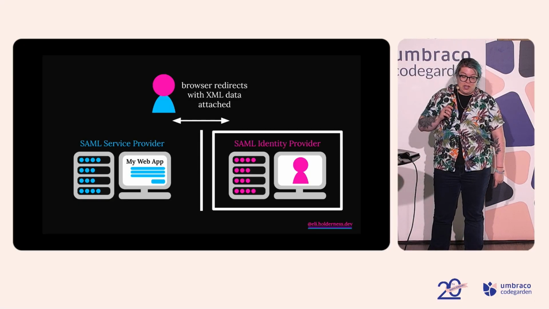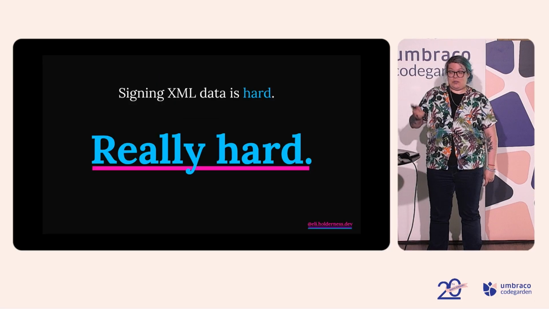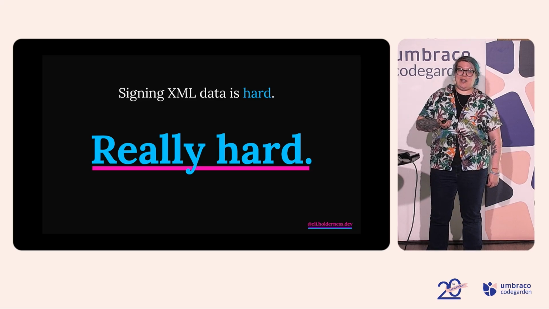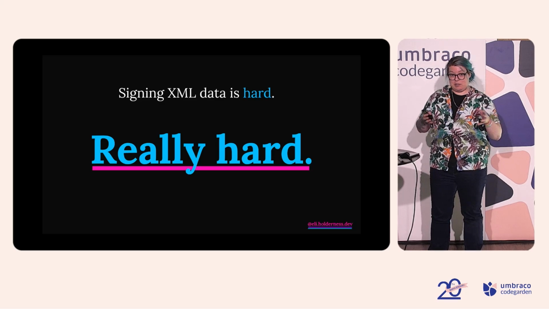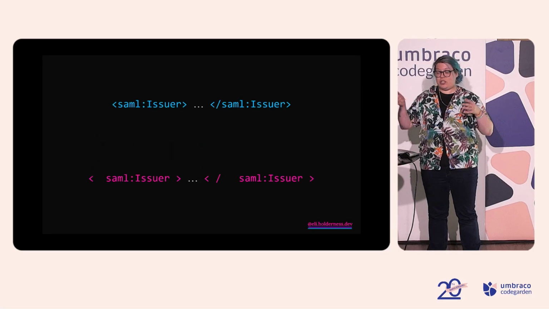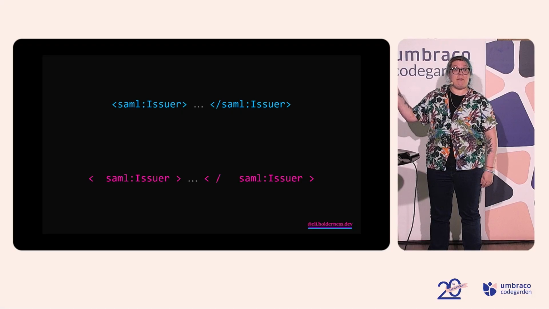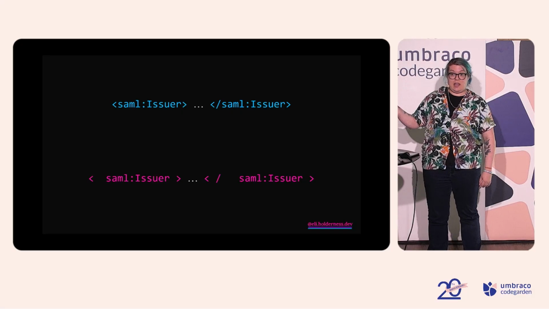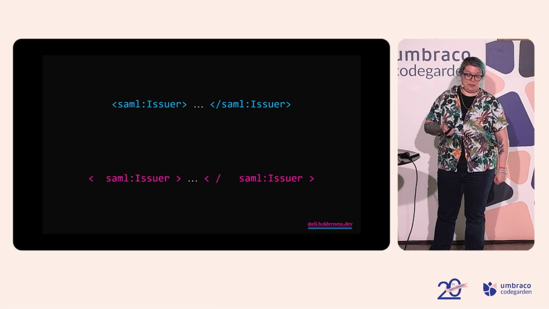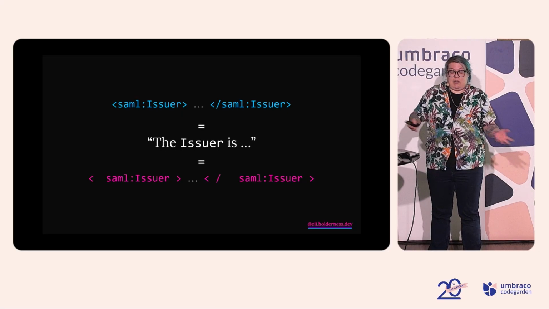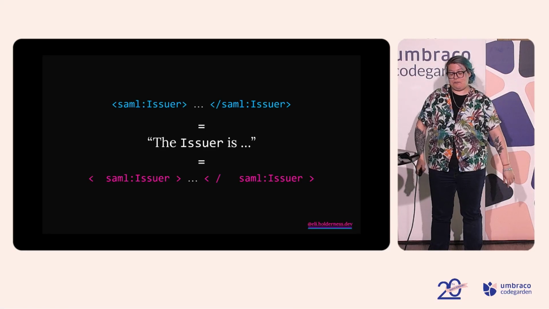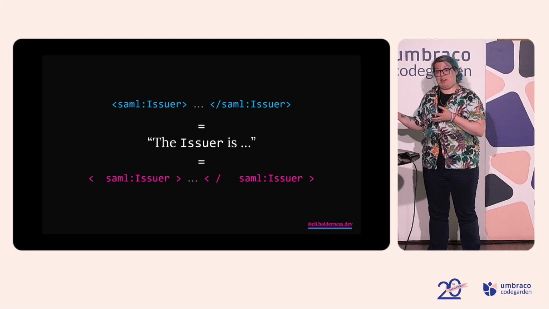However, this is all dependent on the idea that you can sign XML data cryptographically. And it's really, really hard, because signing something cryptographically works over signing bytes. And in SAML, these two things are exactly the same semantically. These two things mean the same thing, right? But they're different strings of bytes, and they would have a different cryptographic signature. So they both mean the SAML issuer is whatever's in between these two angle brackets things, but they would generate different cryptographic signatures.